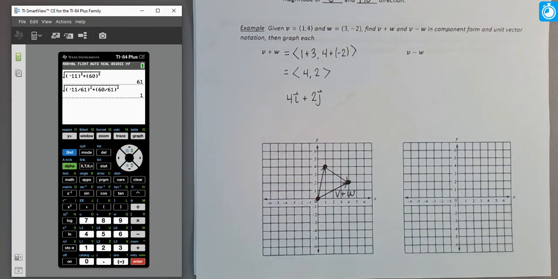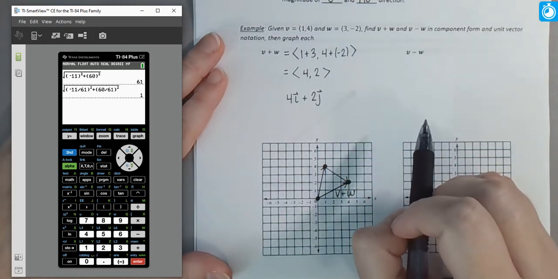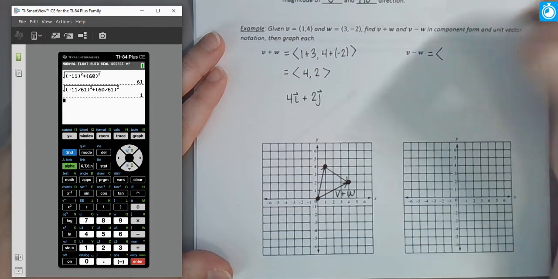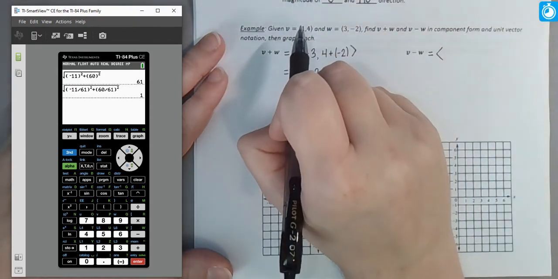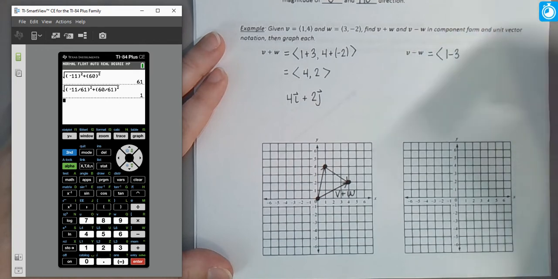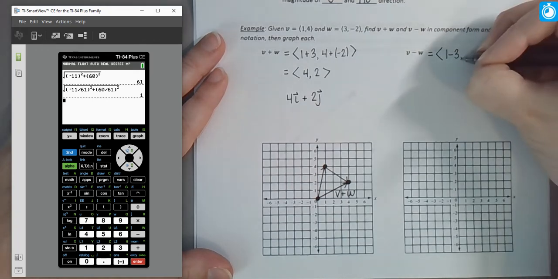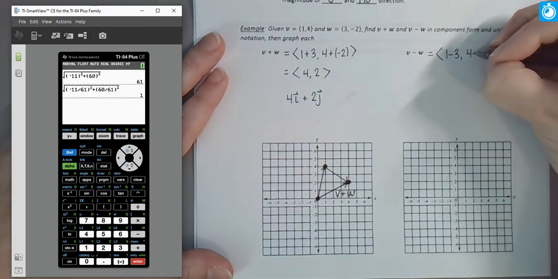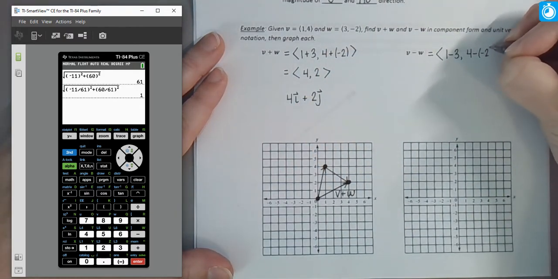Okay, let's now do v minus w, and maybe we'll graph it somewhere other than standard position. So v minus w, we're going to subtract their components. So horizontal components, v minus w, that's going to be 1 minus 3. And then for our vertical components, 4 minus -2. So be careful here with your signs. We're subtracting a negative.